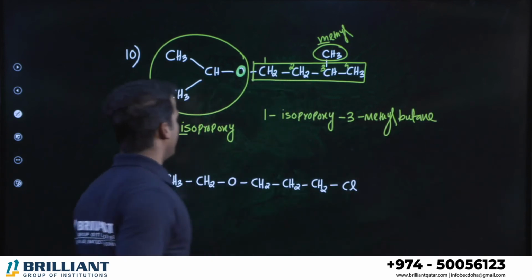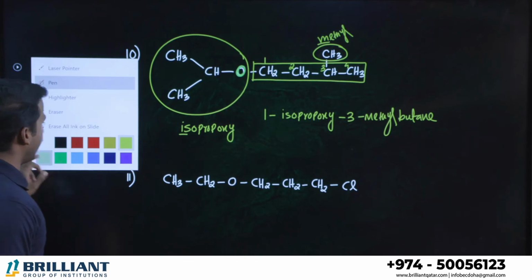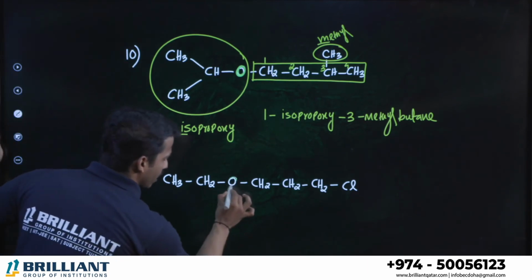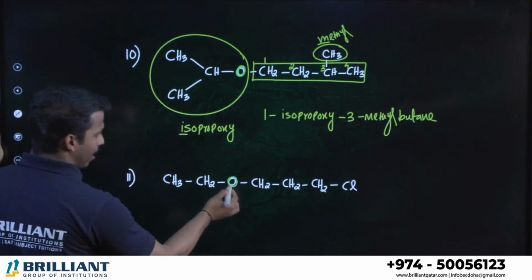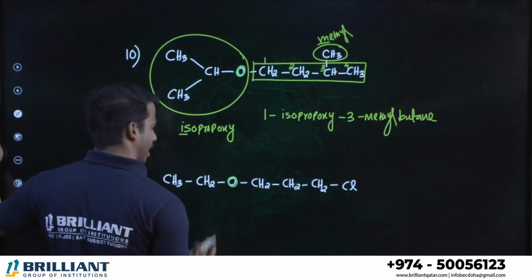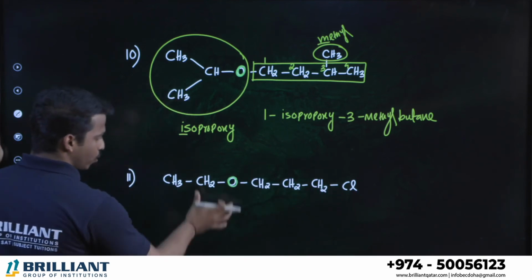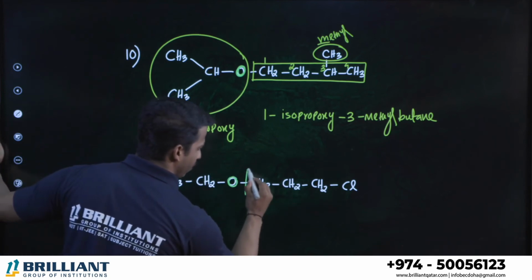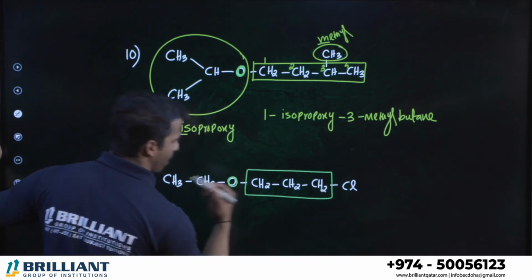Hope you are clear. Question number 11, dear all. See where is the oxygen? Here is the oxygen. Left side 2 carbon, right side 3 carbon, both are alkane, and there is a chlorine also. So 2 carbon, 3 carbon. Definitely which is your parent chain? This is the parent chain.